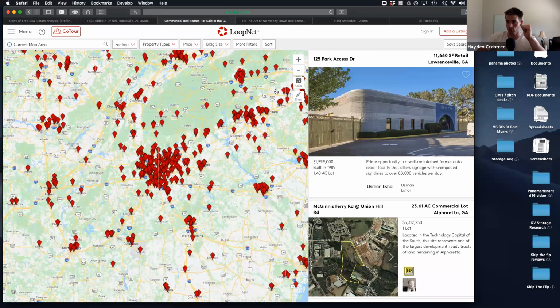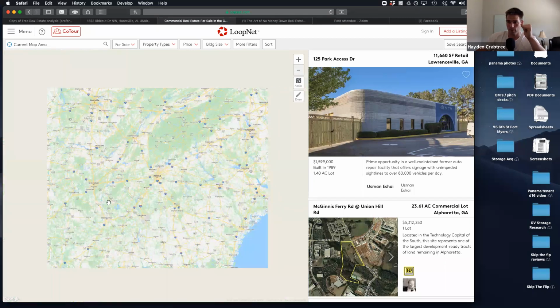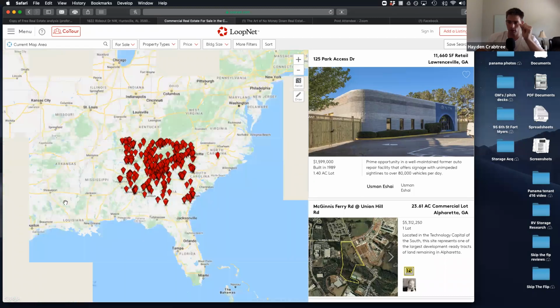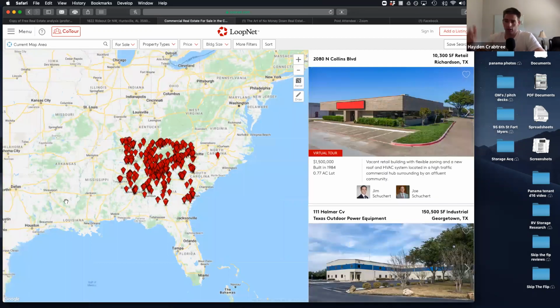Now, if you live somewhere else, say if you live in Texas or Idaho, wherever you live, there's going to be a number of properties that are for sale around you. You just have to get out there. You have to look at the properties and you have to be willing to underwrite them. Okay. So you can do the same exact thing.